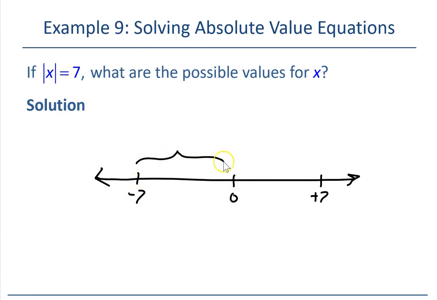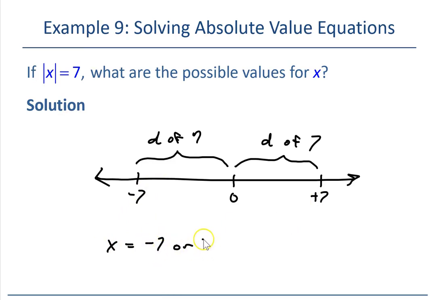Okay, I can go there from 0 or go there from 0. Both of these are a distance, okay, a distance of 7. Here is a distance of 7. Okay, so x here can either be this guy or this guy. So x can equal negative 7 or 7, and we're still just going to get this distance here of 7.